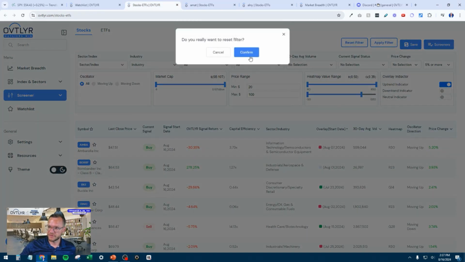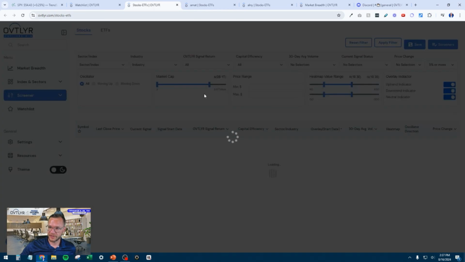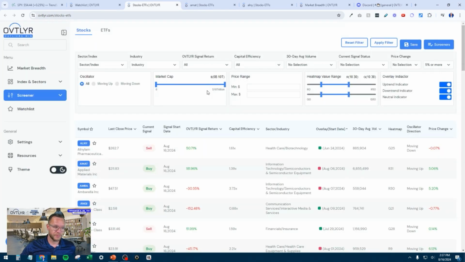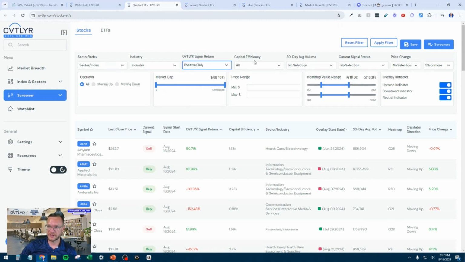So let's reset the filter and I'll show you exactly how I set up mine. And by all means, you don't have to set yours up the same way as mine. You can set yours up any way that works for you. So sector and index, I'm leaving wide open. Signal return, positive. Capital efficiency, for now, I'm leaving wide open.